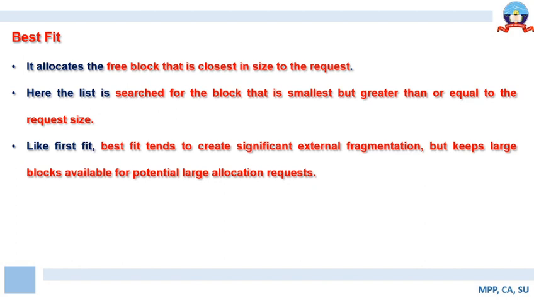Now, like the first fit algorithm, best fit tends to create significant external fragmentation but keeps larger blocks available for potential larger allocation requests. So here the advantage is that in case of the best fit memory allocation scheme, since we look for an optimal size that can accommodate the process, the larger blocks can be left for allocation to the processes that require larger bytes of memory. So this is the way how the best fit algorithm performs its operation.